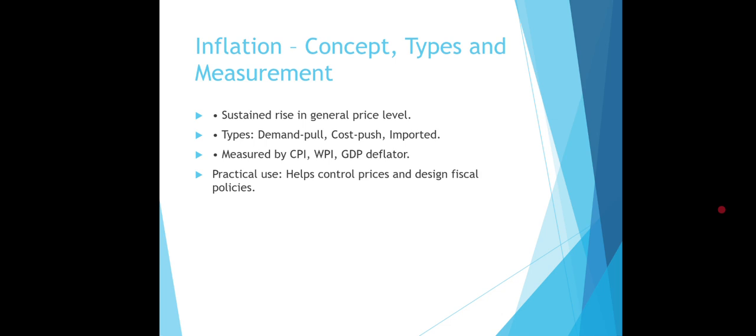If we talk about the concept of inflation, basically it is a continuous rise in prices. And the types of inflation we have are demand pull and cost push, creeping, and hyperinflation. If we talk about the measurement of inflation, we have CPI, that means consumer price index, and WPI, that means wholesale price index. And why do we study inflation? Because it affects cost of living, wages, and investment. As for the practical use of inflation, it is used by RBI for monetary policy and by businesses to adjust pricing.